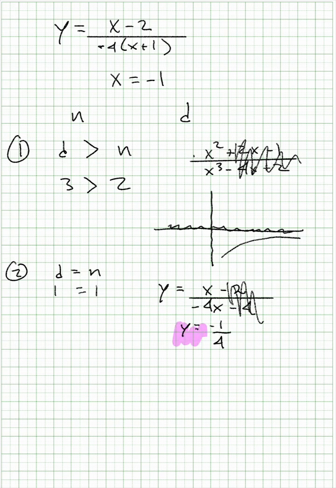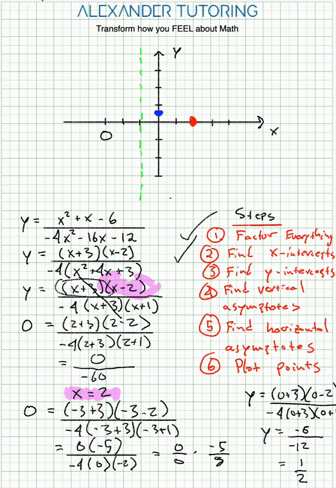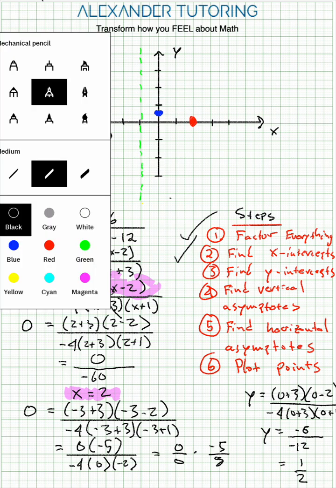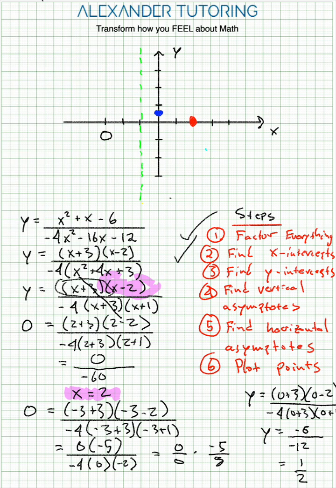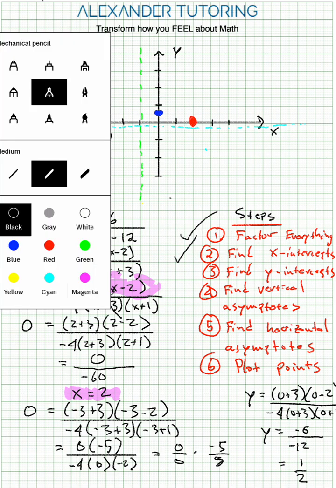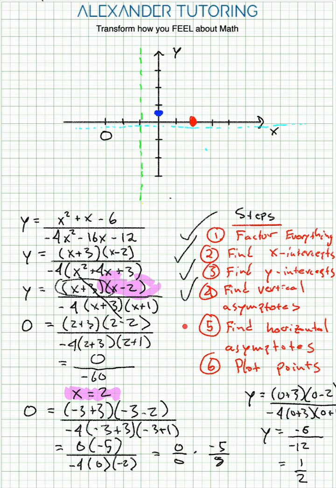So this is our horizontal asymptote. I'm going to go stick that in really quick while I'm still thinking of it. Okay, so we get a horizontal asymptote at -1/4. So like there, okay? We're making serious progress. Find the vertical, horizontal asymptotes.